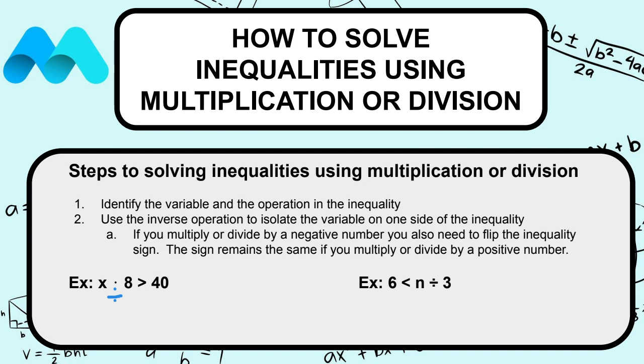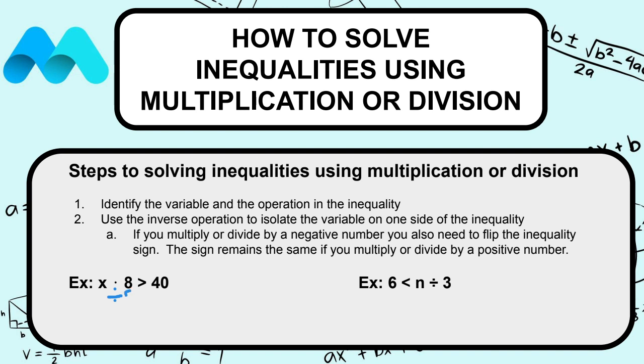So just looking at 2a real quick, I wrote my division sign in. And 2a here says if you multiply or divide by a negative number, you also need to flip the inequality sign. The sign remains the same if you multiply or divide by a positive number. Now in this one, no negative numbers in this example. Okay, so I don't need to do anything to the sign. I just need to follow step 1 and step 2. I don't need to worry about step 2a.